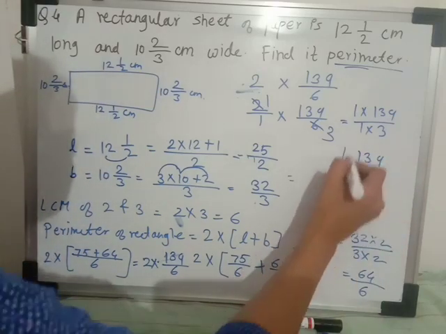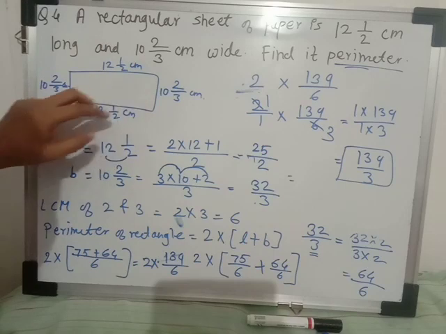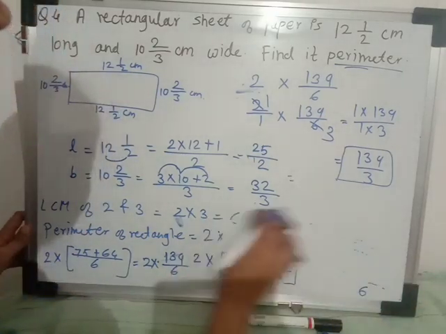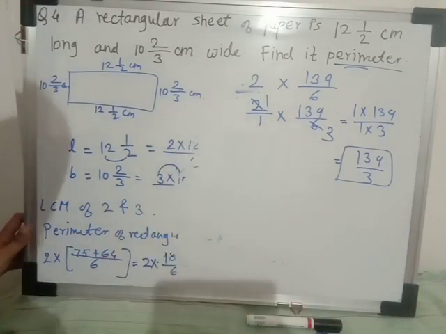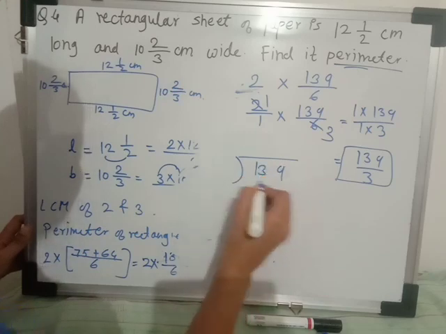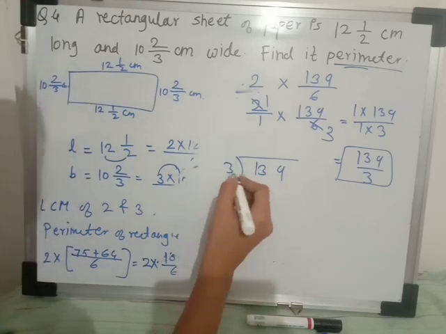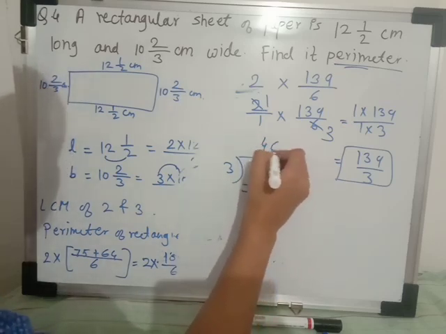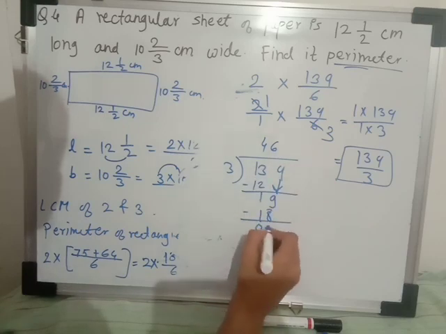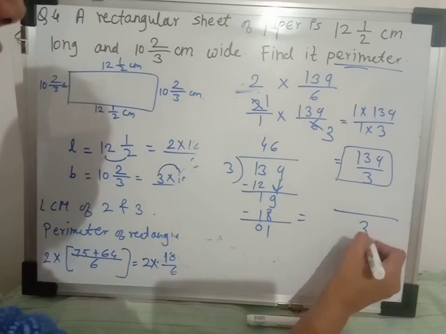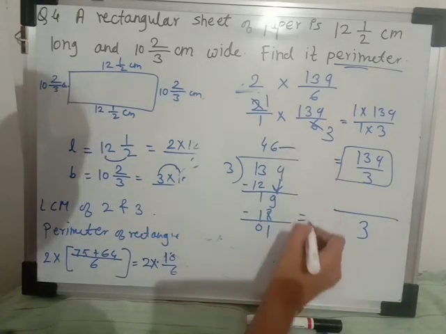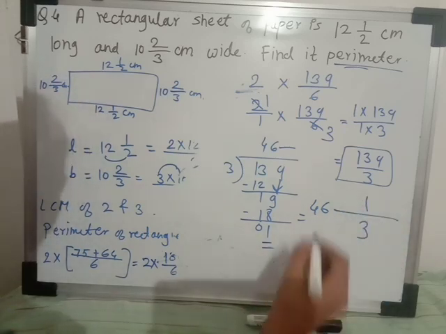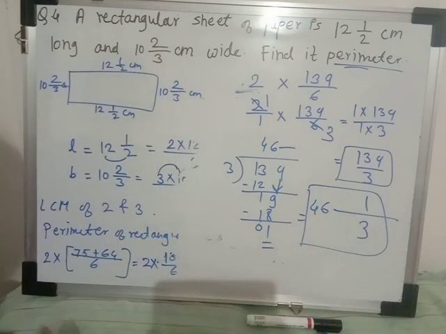Now again we got the answer in the improper fraction, and we have done the addition of mixed fraction. So we have to convert this into a mixed fraction. Okay, what will we have to do to make the mixed fraction? That is very easy, 139 divided by the 3. Okay, so here 3 4s are 12, here will come 1, 9, 3 6s are 18, here will come 1. Okay, so our denominator is 3. Keep it as it is. What is our quotient, that is 46, that will be your whole number, and what is our remainder, that will be your fraction. So this is the perimeter of this rectangle.